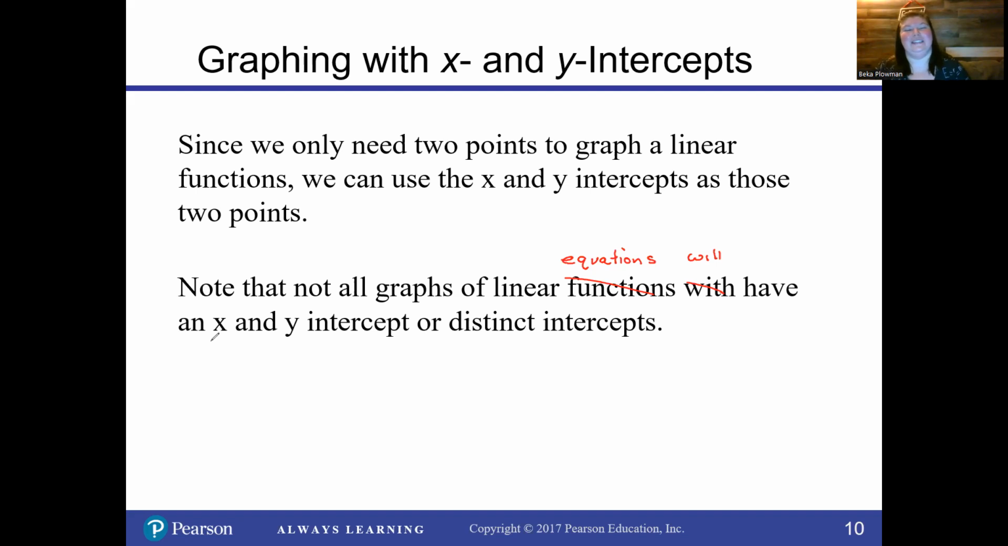The other one is that we might not always have distinct intercepts, meaning that your x and y intercept could be the same intercept. That happens when you cross through the origin. If you cross through the origin, that is going to be both your x and your y intercept. We'll have some examples of that later.